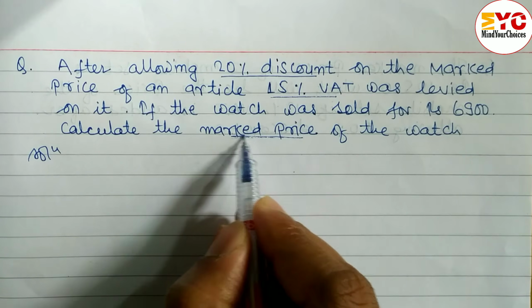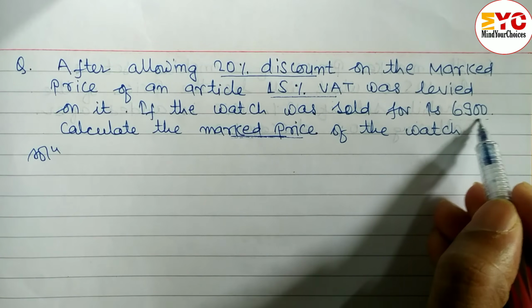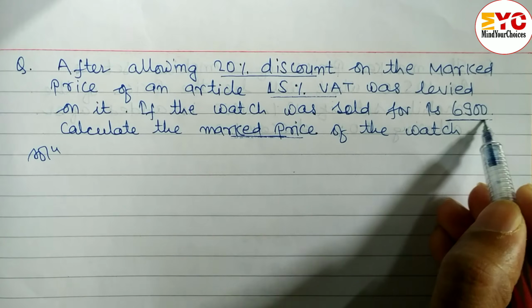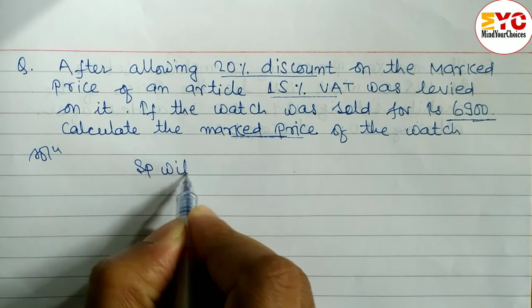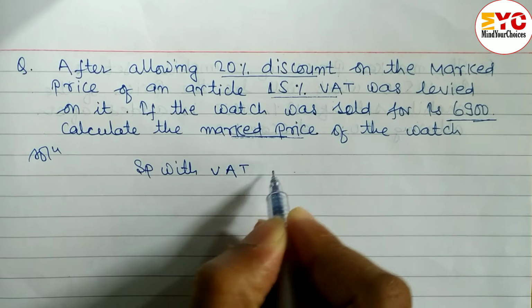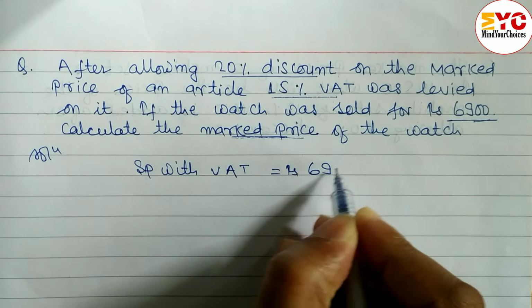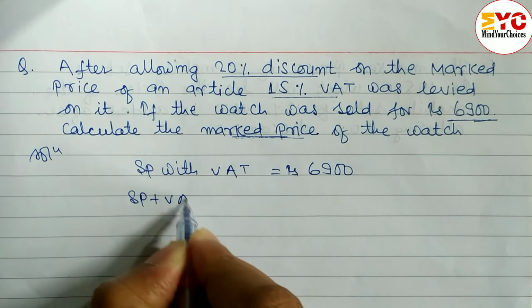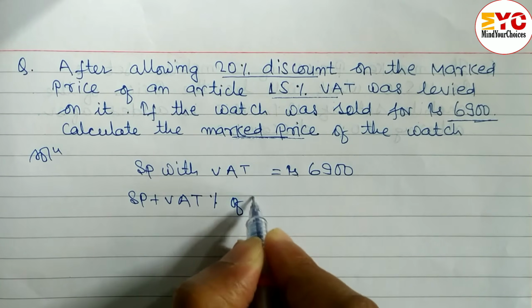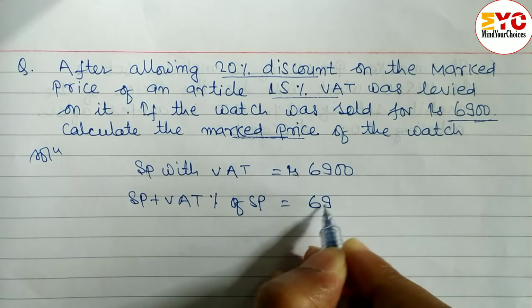We have to find out the MP, the mark price, and this one is given after discount and VAT, meaning SP with VAT. So here SP with VAT is given. What is the formula of SP with VAT? The value 6900 is given. SP with VAT formula is SP plus VAT percent of SP is equal to 6900.